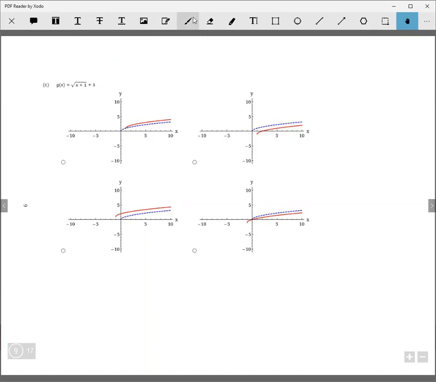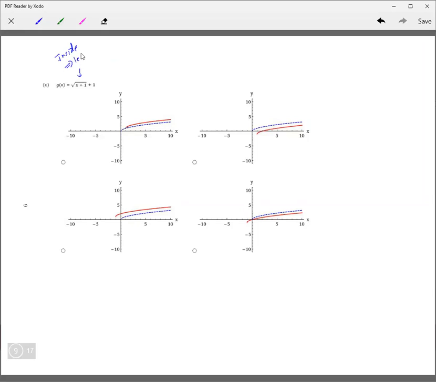Okay, next part. This is inside, so it's going to go left 1. That's outside though, that's going to go up by 1. So left 1 and up 1, like this. This one right here, because that's where that is. From here to here, it's left 1 and up 1.